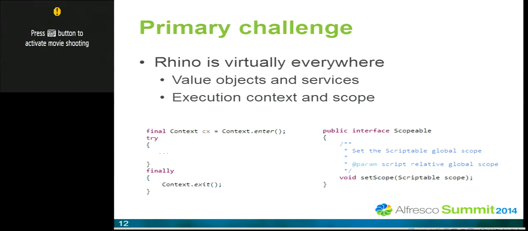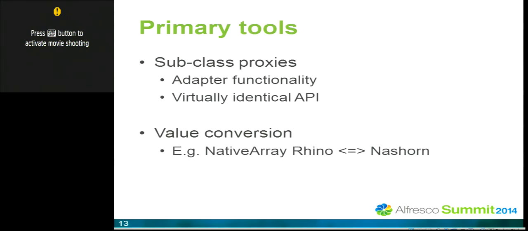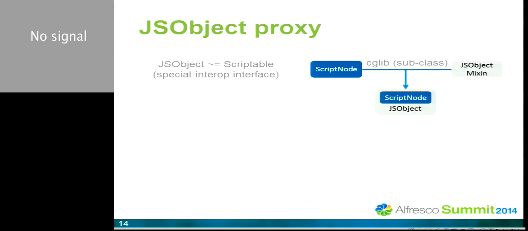So I had to find some tools to make them compatible and be able to use the existing API in a Nashorn context. And the tools I chose were using subclass proxies to transparently adapt any existing Java-based component of the script API and custom extension code, and value conversion to handle the interchange of data between Nashorn native objects and the Rhino-based objects.